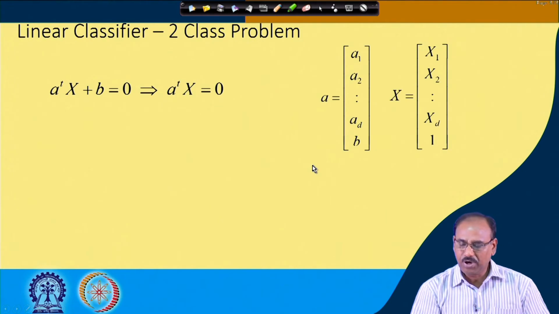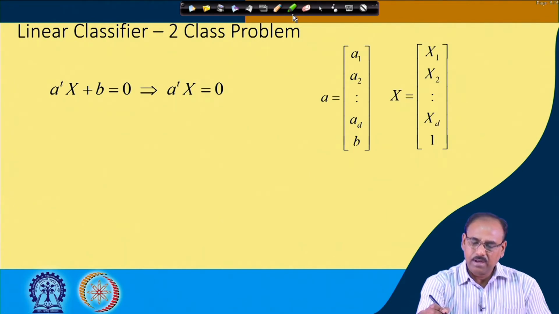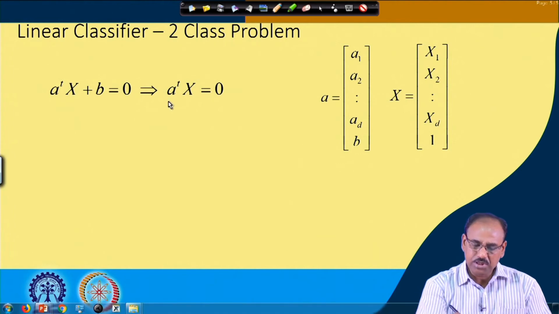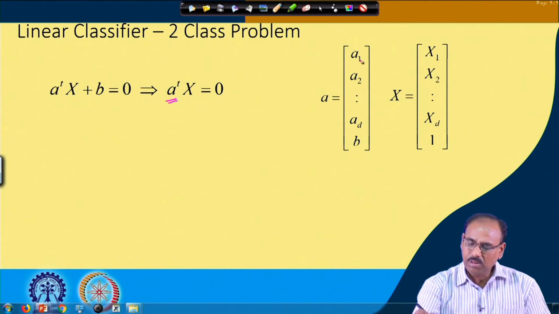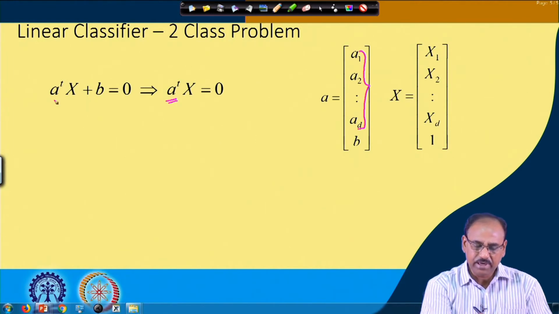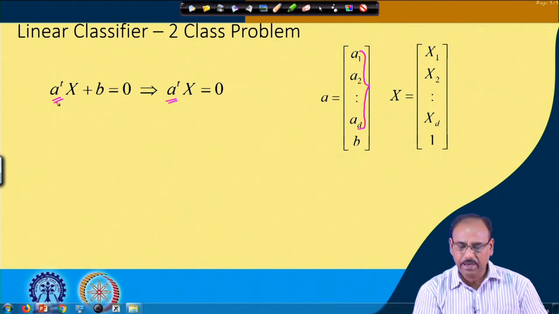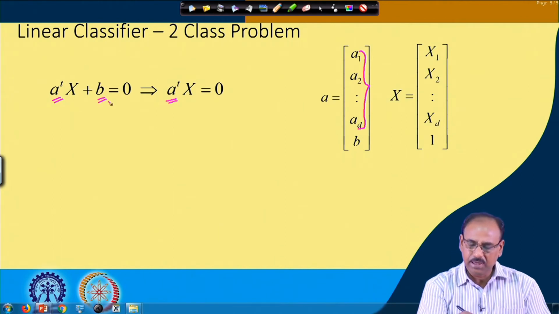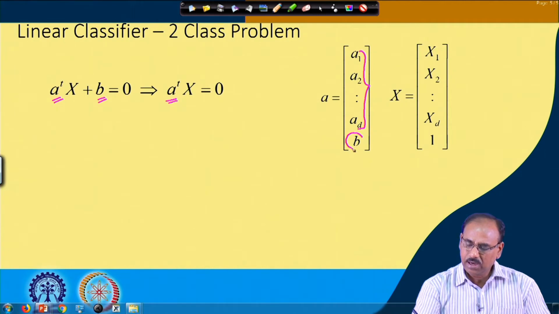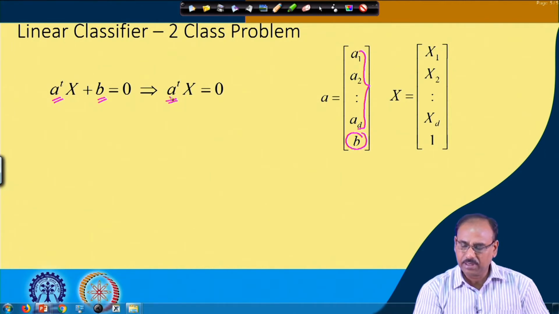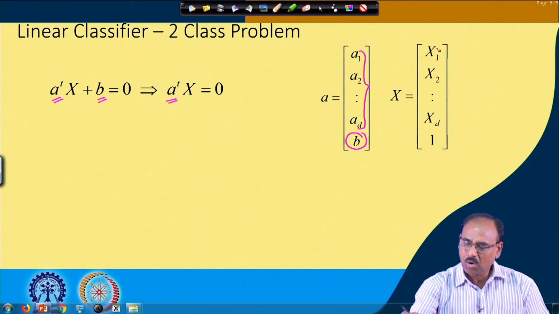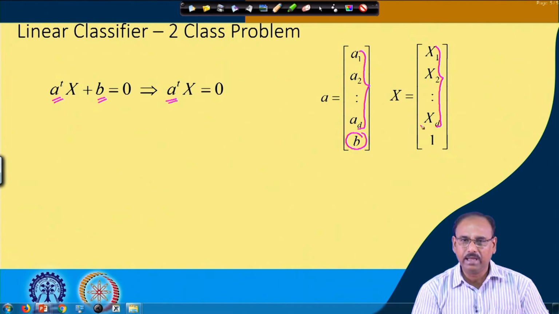I have to modify A like this, so that the modified A contains all the previous components A1 to AD of my initial solution vector A, and this bias term b is also now included in the same modified vector A. And in order to do this, the feature vector x has to be modified such that all the components of x, that is x1 to xd, remain as they are.